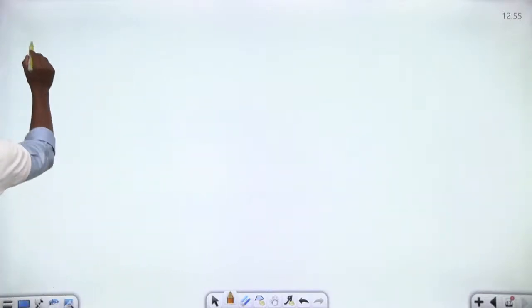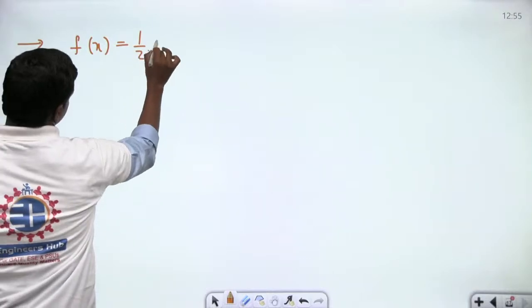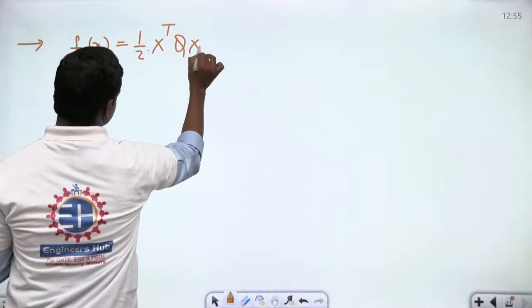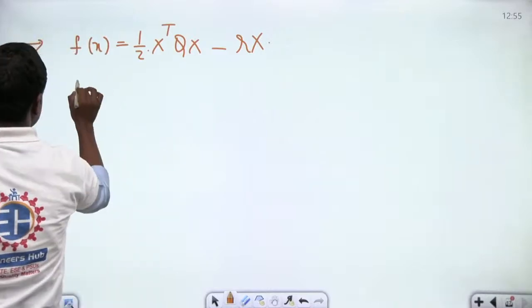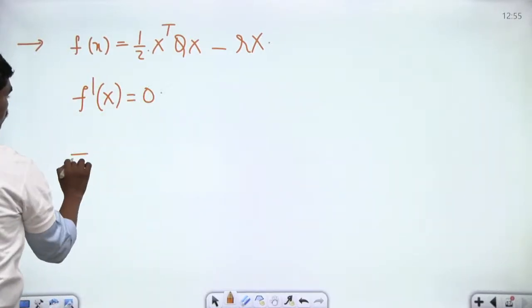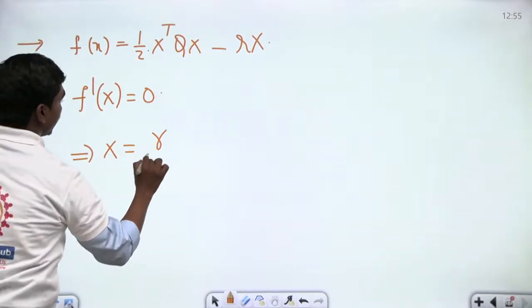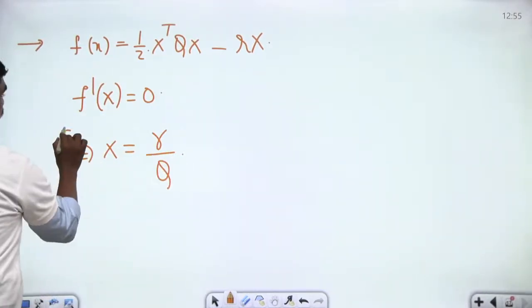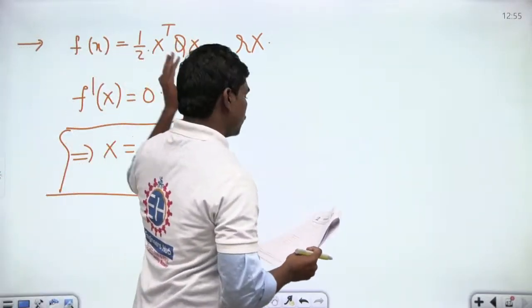So finally, there's one question for matrices also. f of x is defined as half times x transpose times q times x minus r times x. They are asking what the stationary point is, and what is the meaning of stationary point? Your f dash of x is equal to 0. So after taking suitable sizes for n and all, you get x as r divided by q. This is the stationary point at which you can have the maximum or minimum of this function.